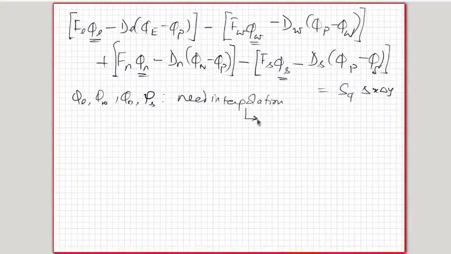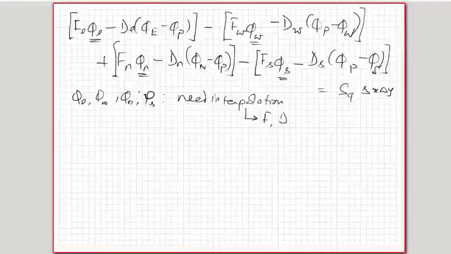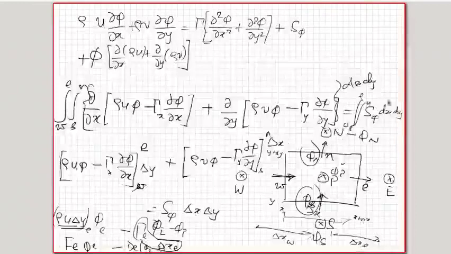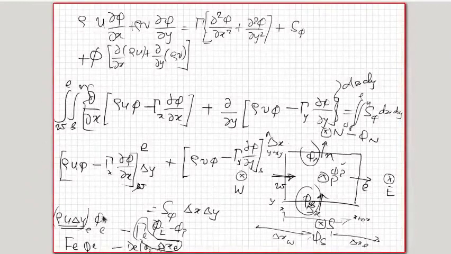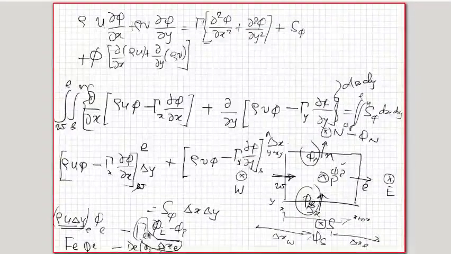And this interpolation itself will be determined by F and D in each direction. What are these F and D? F is the advective term and D is the diffusive term, as we have seen here. So F is the advective term, rho u phi, which is the m dot multiplied by phi. This is the advective transport, and this is the diffusive transport, the diffusivity divided by delta x multiplied by the difference.